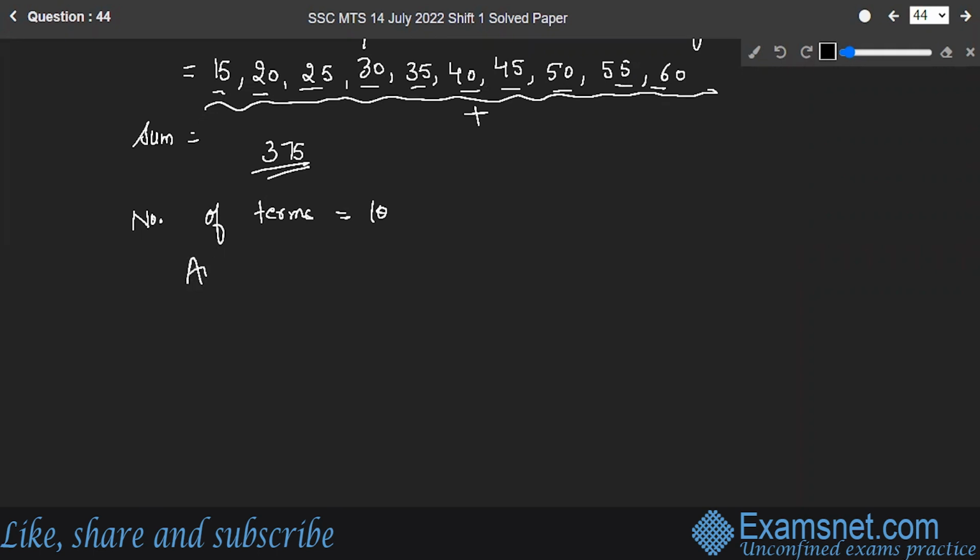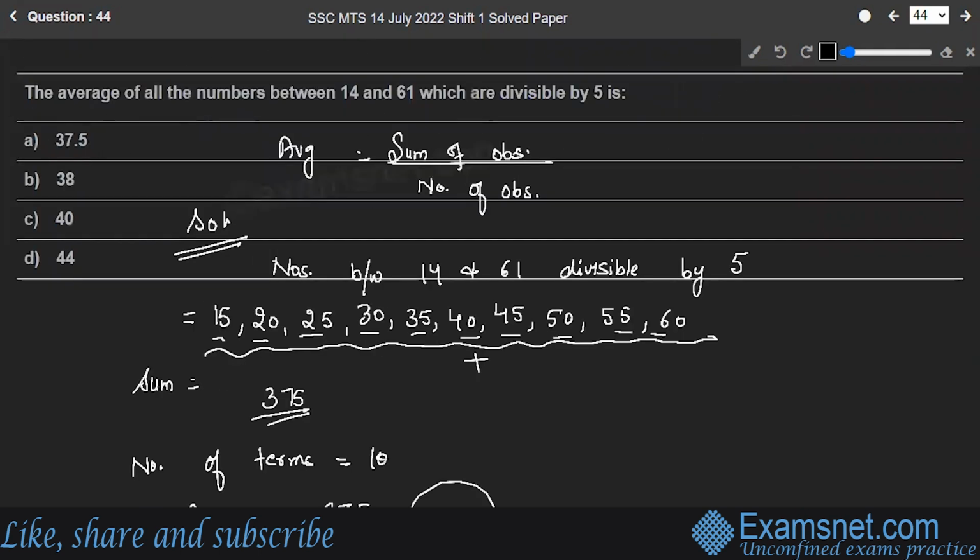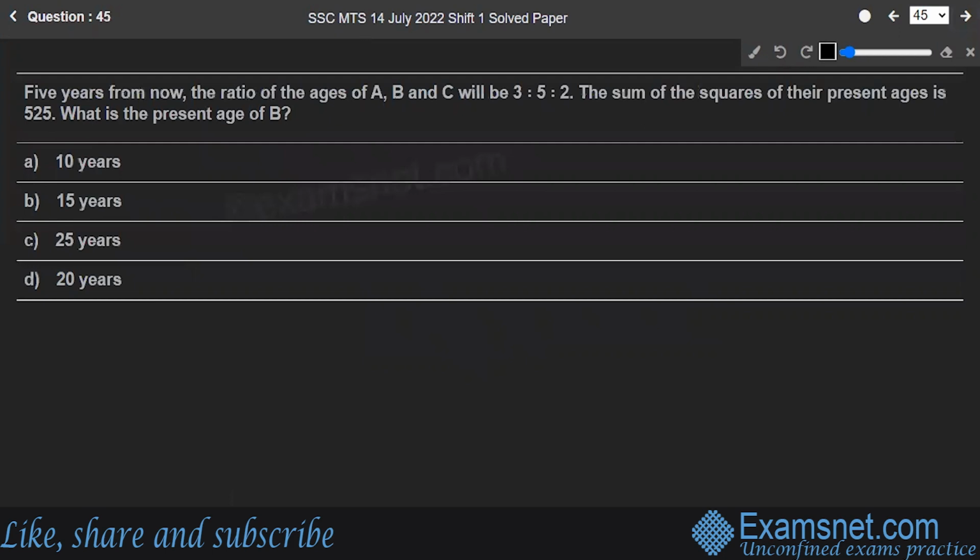Right? Now let's go with the average. It is equal to 375 divided by 10, which is equal to 37.5. Therefore, the average of numbers between 14 and 61, which are divisible by 5, is 37.5. Let's check with the options. Option A is the correct answer to the question. Hope you are clear. Next is question number 45.